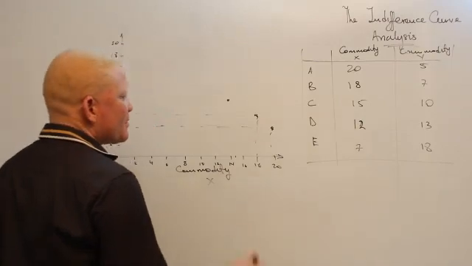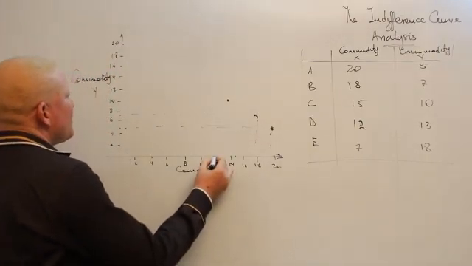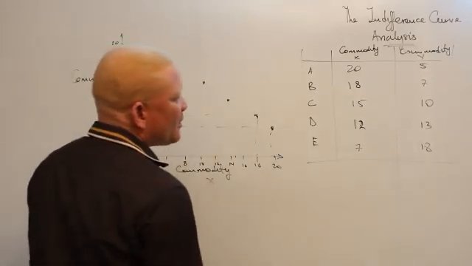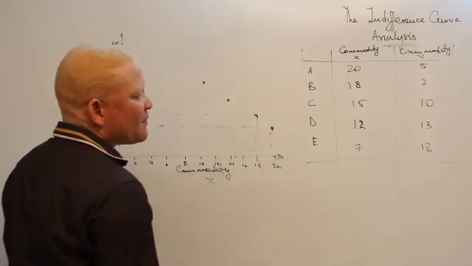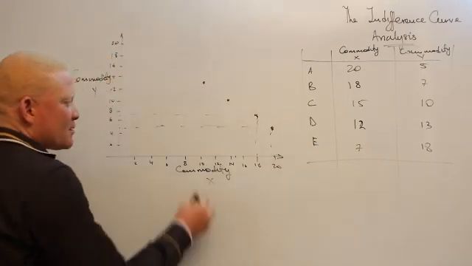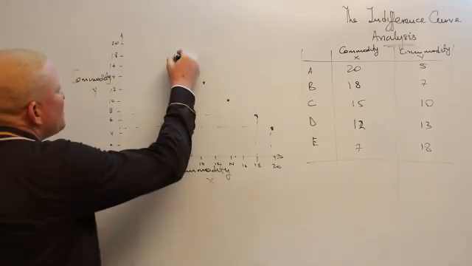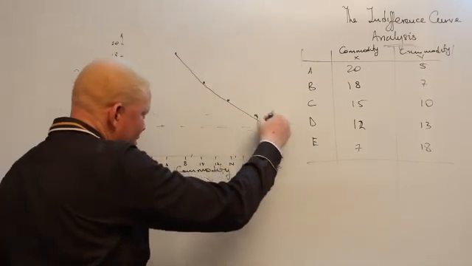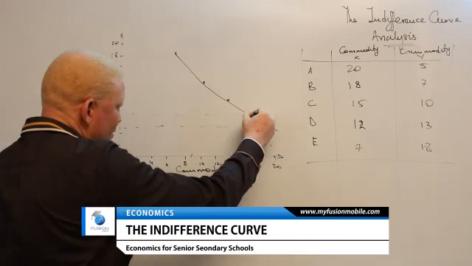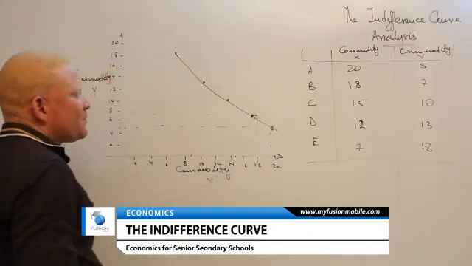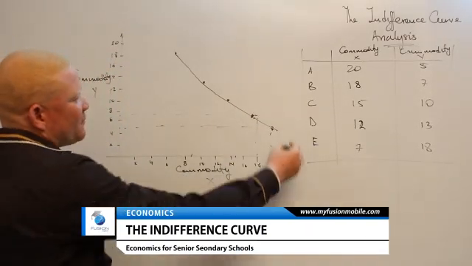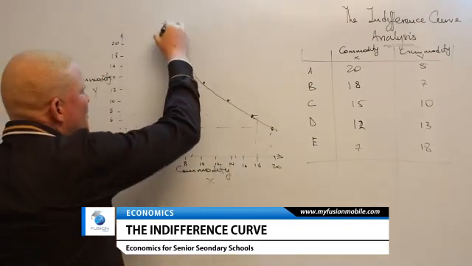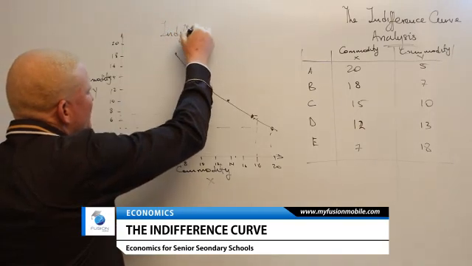Okay, 12 and 13. Another one, the last one is 7 and 18. 7 here with 18 over there. Now we see a curve. When we join all of them, we have something that looks like this. Now, this curve connecting the relationship between commodities X and Y, this is what we call the indifference curve.